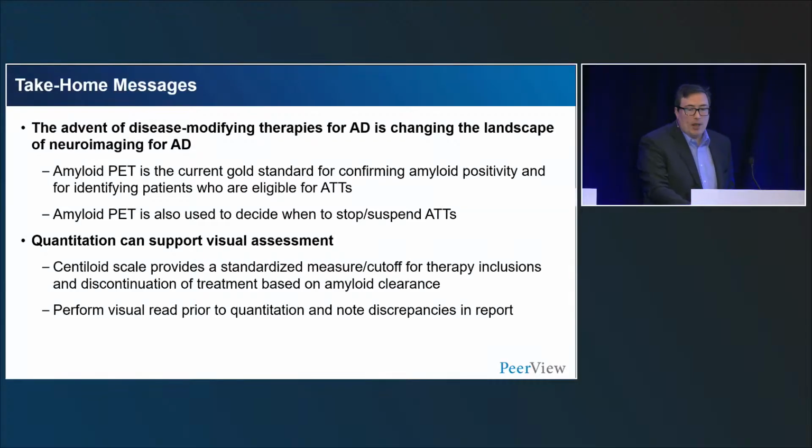So just to summarize, the advent of disease-modifying therapies in Alzheimer's disease has really changed the way we practice neuroimaging in Alzheimer's disease. Amyloid PET is really the standard for confirming amyloid positivity and identifying patients who are suitable for amyloid-targeted therapies, although other biomarkers are important and play a role. Amyloid PET is also being used routinely to decide about continuing or stopping treatment. Hopefully I've shown you quantitation can support visual assessment. The Centiloid scale is a nice standardized method for deciding about positivity, therapy inclusion, discontinuation.